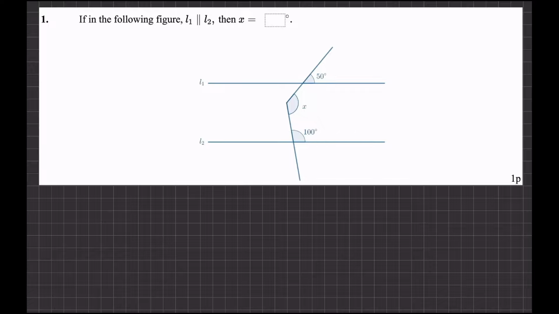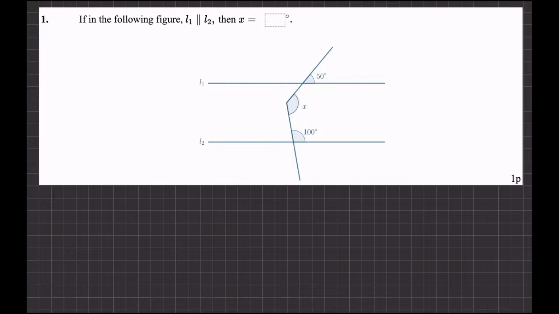Hello, in this video I'm going to solve problems in homework number 7, question 1. If in the following figure L1 is parallel to L2, then we want to find the size of angle X. So here you see that line L1 and line L2 are said to be parallel, and then I have a line that cuts L1 at an angle 50 degrees, and I have the second line cutting L2 at an angle 100 degrees. We are supposed to find the size of this angle X.